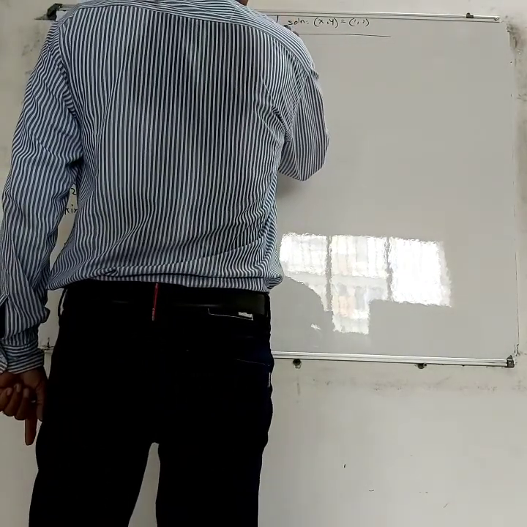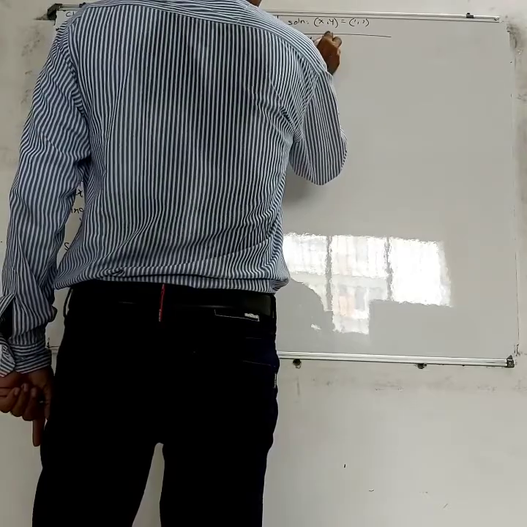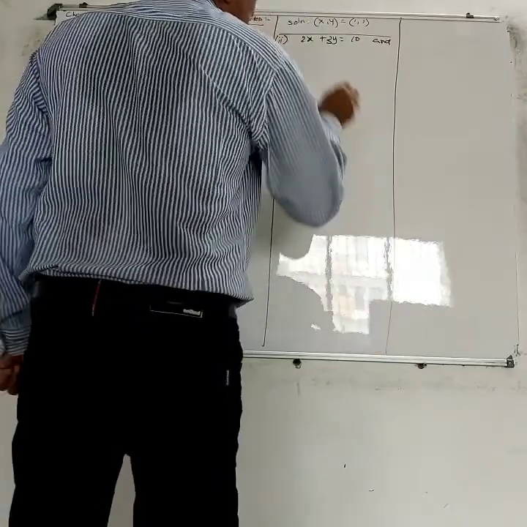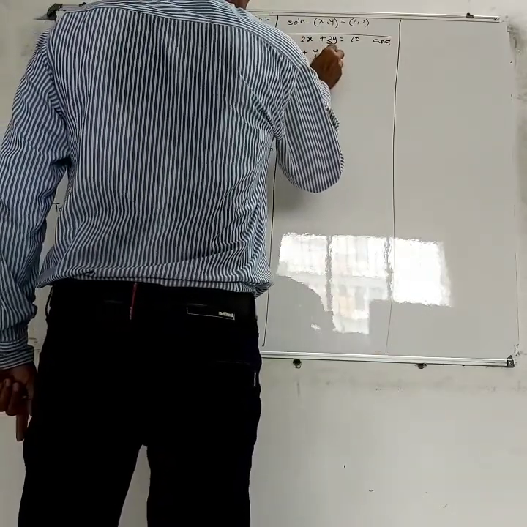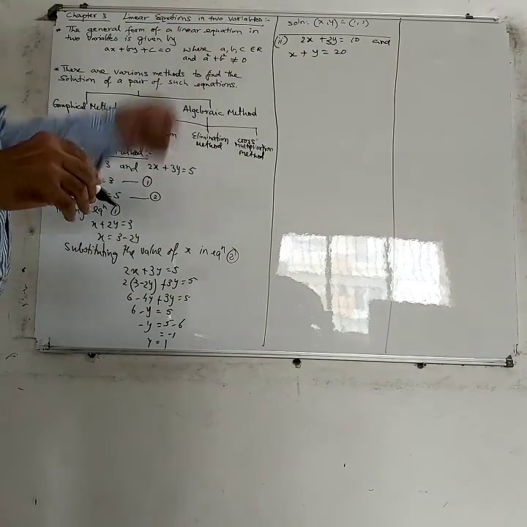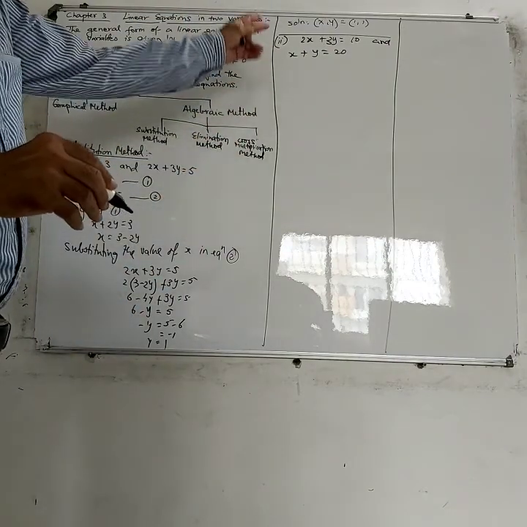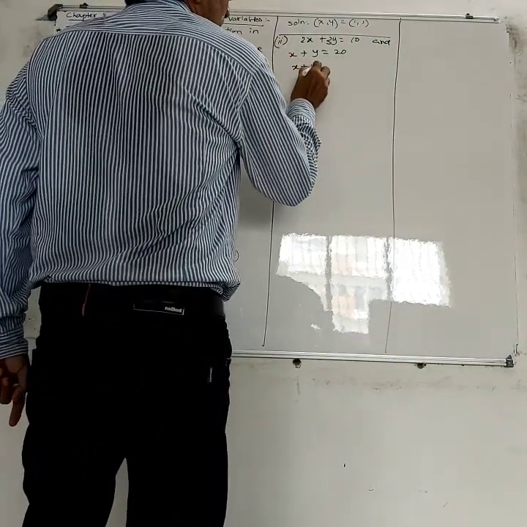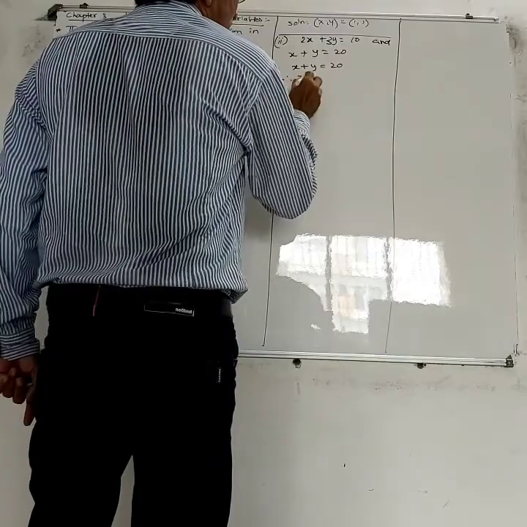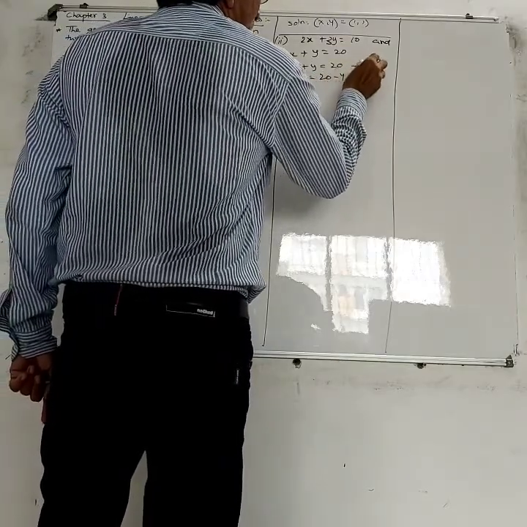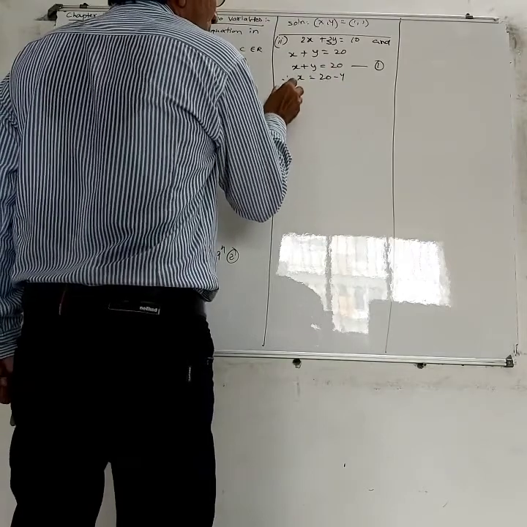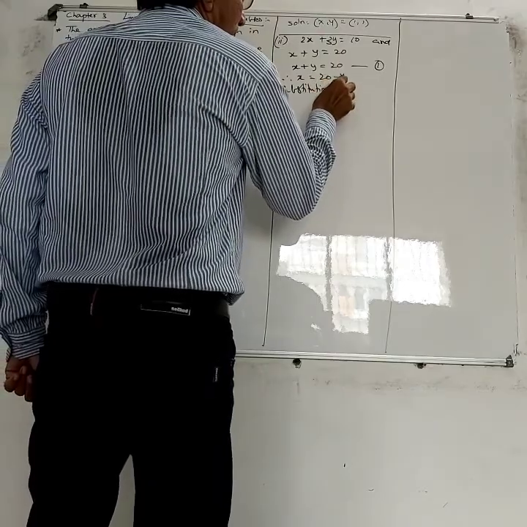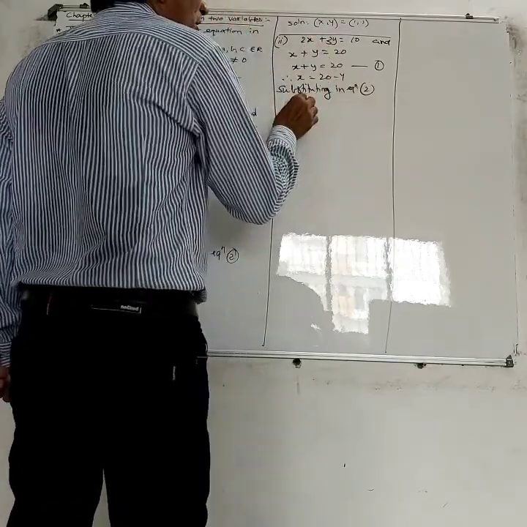Let us suppose x + y = 20 and 2x + 3y = 10. I can start with any of the two equations. Let us suppose I start with x + y. This is your equation 1. Substituting in equation 2. This is your equation 2.